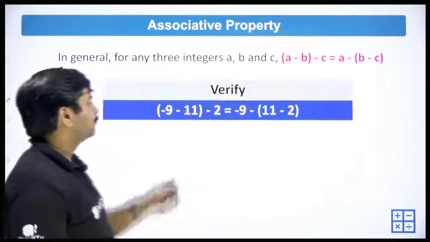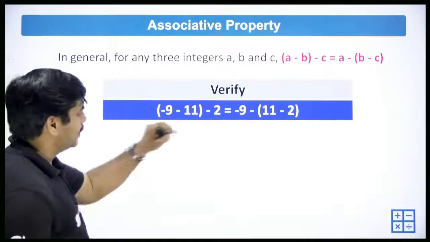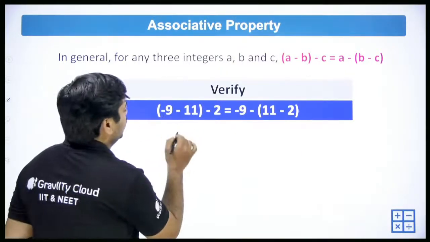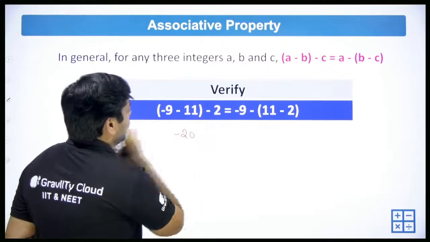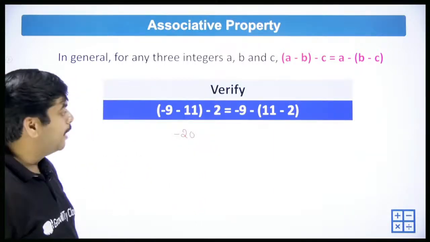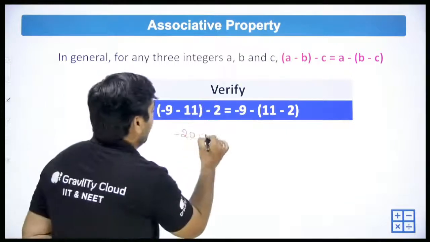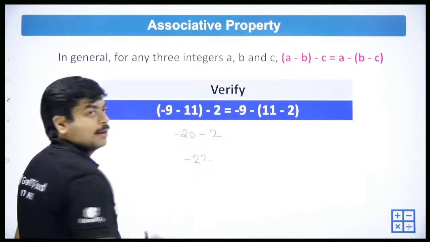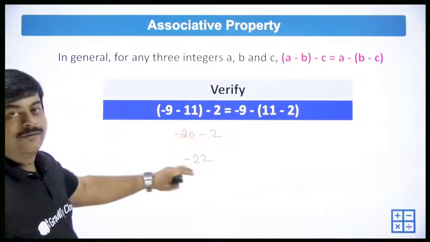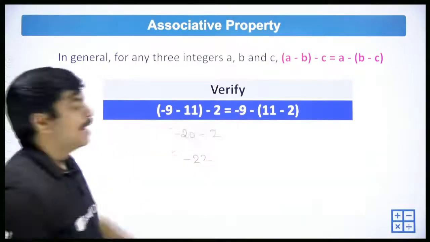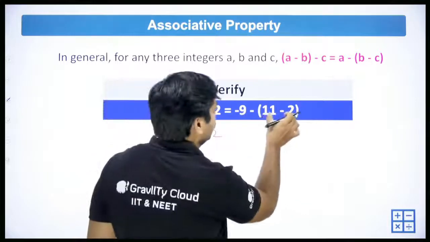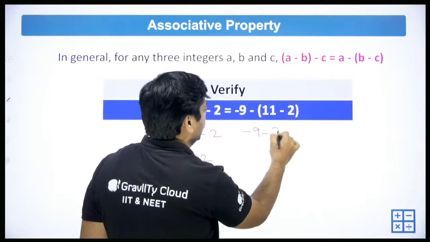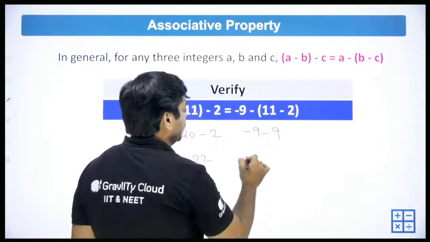Let me try to take the same example with all the negatives. Minus 9 minus 11 will give you minus 20, and then this minus 2: minus 20 minus 2 will give you minus 22. What about this one? 11 minus 2 is 9. Minus 9 minus (11 minus 2), that is minus 9 minus 9, becomes minus 18.